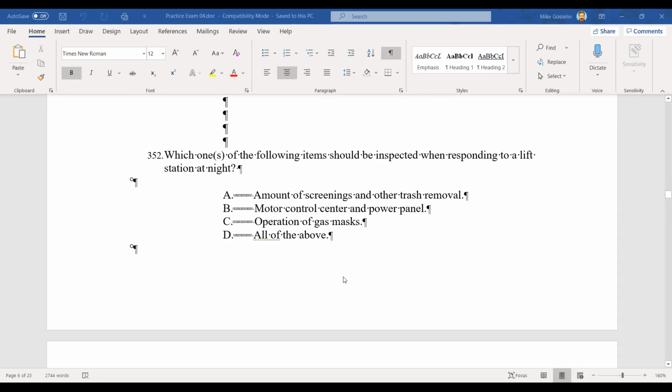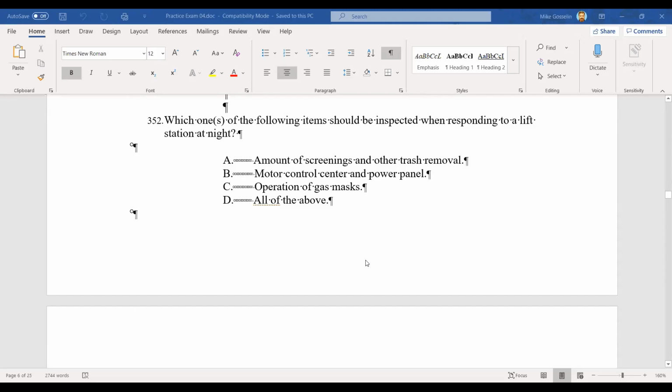I'm going to come back to this math question either today or next time. Which one or ones of the following items should be inspected when responding to a lift station at night? Now, we didn't specifically talk about lift stations as part of treatment, but my group, for example, takes care of several lift stations. Don't let the term lift station throw you off. So whether it be a lift station or something else, which one of the following items should be inspected?